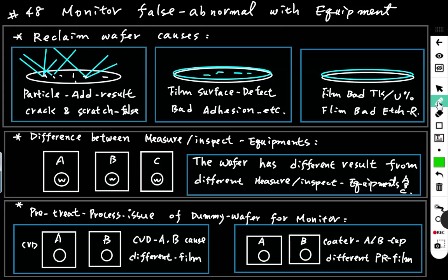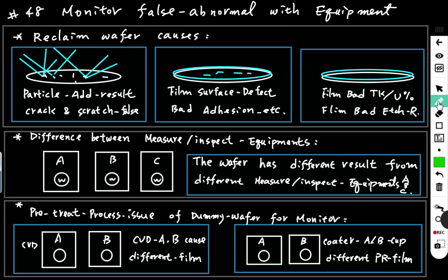In the fab, we use several monitoring methods to verify the equipment's condition, whether it is bad or good. If the condition is good enough to process, we let it process. If the monitor shows an abnormal result, we cannot allow the equipment to process.